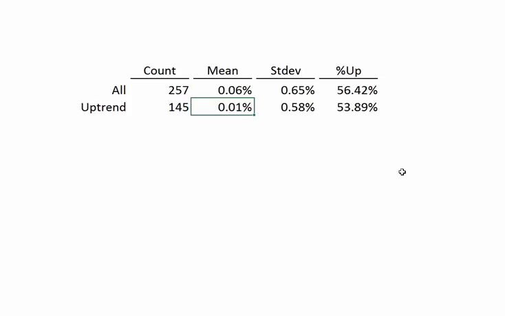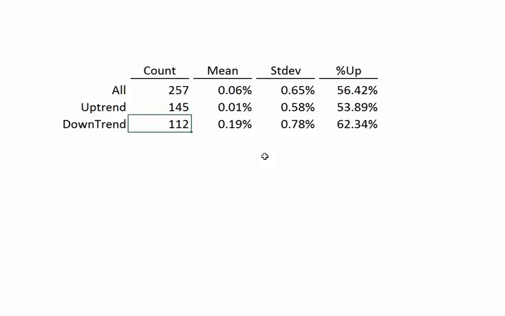Now, that might not seem like a huge difference. That is a 13% loss compounded over the course of a year. It is an extremely significant difference. What if we look at the downtrend bars? We have 112 of those. The average return when we have a downtrend is a fairly staggering 0.19% compared to the unconditional all days 0.06%.